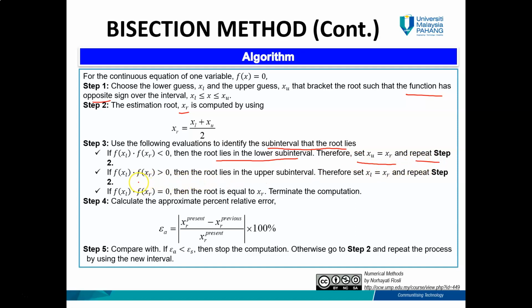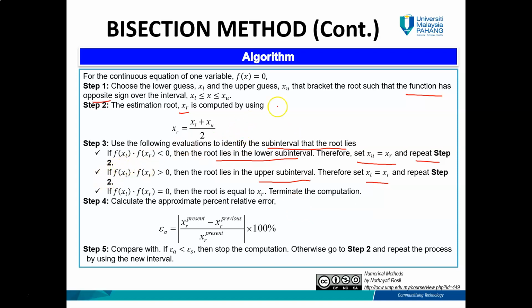But if the multiplication of f(xl) f(xr) is greater than 0, then the root lies in the upper sub-interval, so we set xl equal to xr. But class, if this multiplication is equal to 0, then the root is equal to xr, which means that we terminate the computation. Maybe this one is quite complicated or a little bit confusing for you. So how do we understand this?